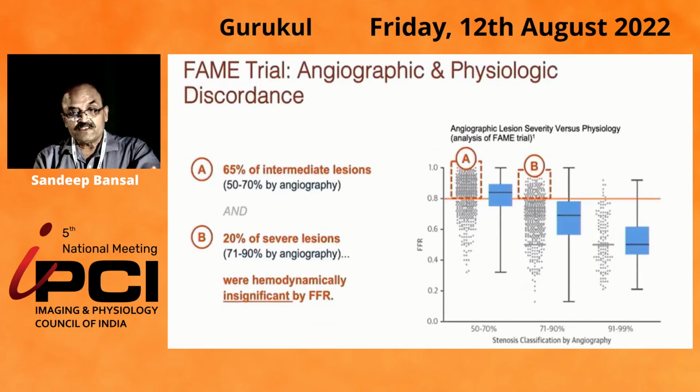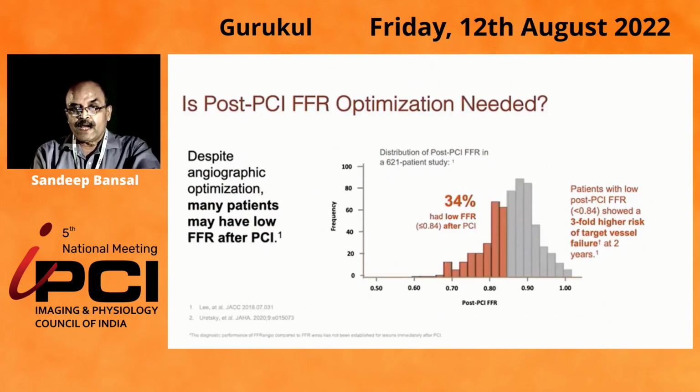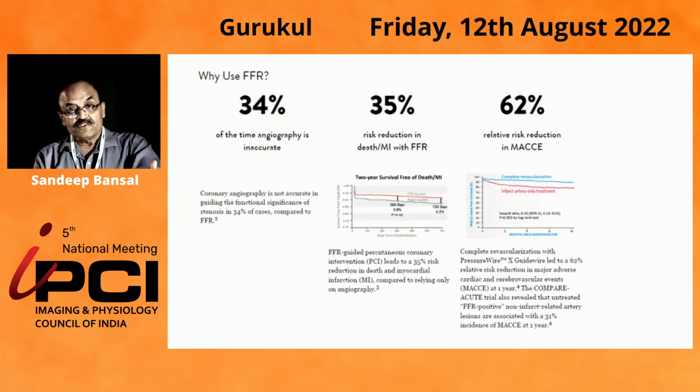This is because we understand that 65% of intermediate lesions and even 20% of severe lesions by angiography actually are hemodynamically insignificant. And post-PCI optimization is needed in almost 1 out of 3 patients who undergo PCI if you do a post-PCI FFR. And these are the benefits. We know that 35% of the time the angiography is inadequate, and there is a 35% reduction in death or MI if you use FFR.